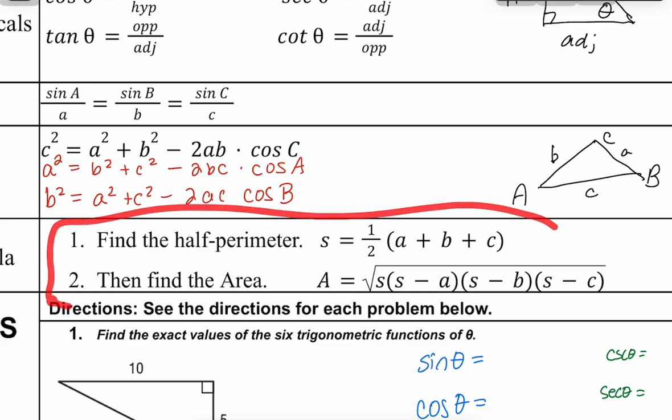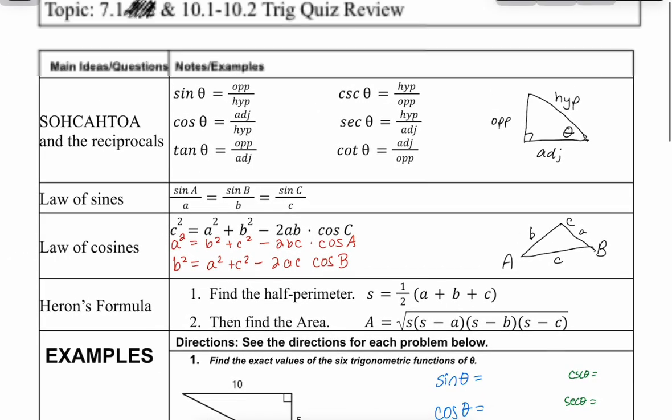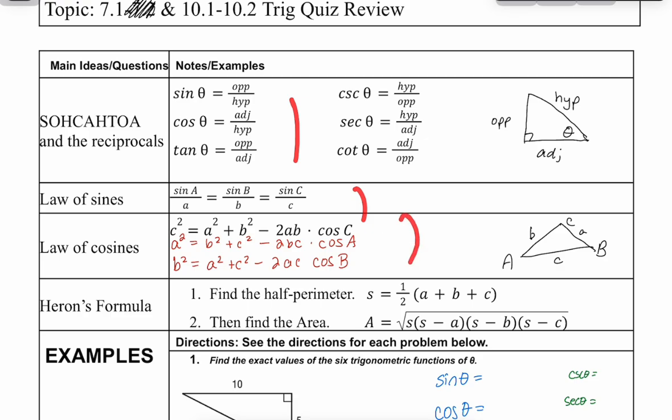I will give you Heron's formula. You will not need to have that memorized. You will just need to know how to use it, okay? So the top of the quiz will have these three items that you have to have memorized. SOHCAHTOA, law of sines, law of cosines. Again, Heron's formula will already be in that spot waiting for you. I don't need you to memorize that.